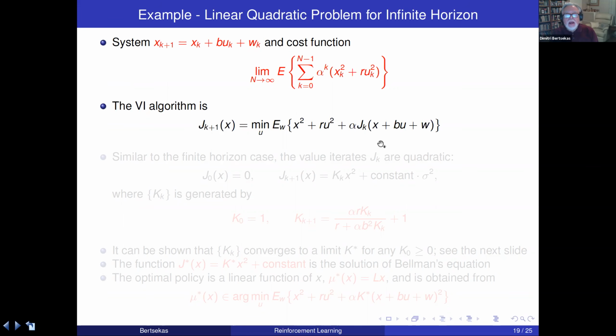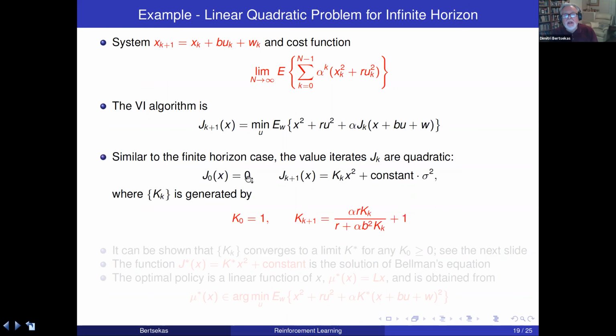Now, if you start with a quadratic function, this iteration, in particular, you started with 0, then with the calculations we gave earlier, you still obtain at every iteration a quadratic function. And these are, after all, the cost functions, the optimal cost functions of finite horizon problems, k+1 stages problems.